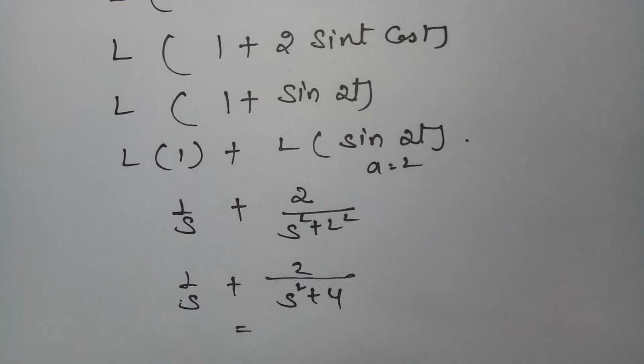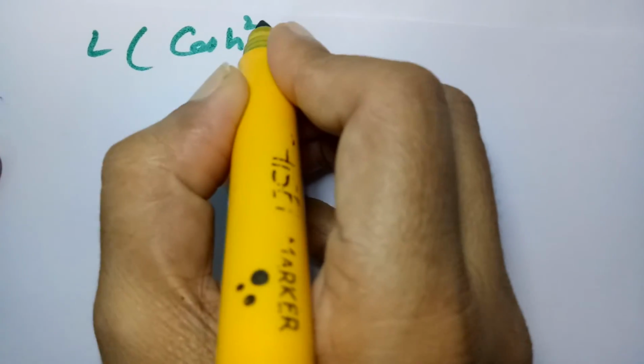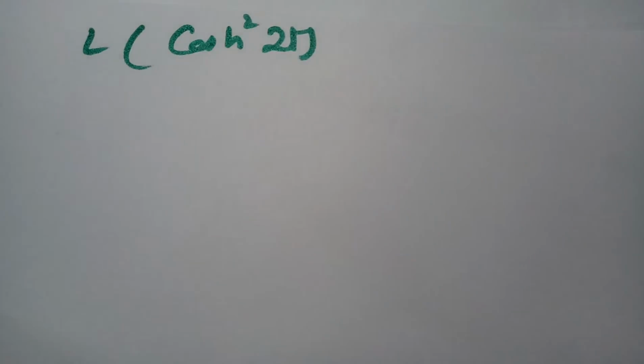And if you see this problem, that is s square plus a square, so it will be very easy if you get all the problems. That is Laplace transformation of cos square hyperbolic function of 2t. That is how we have to write this.